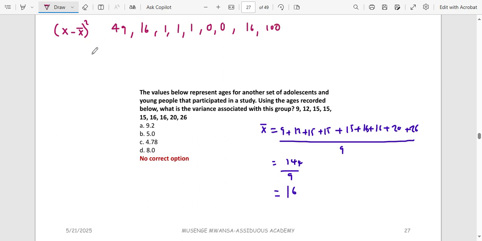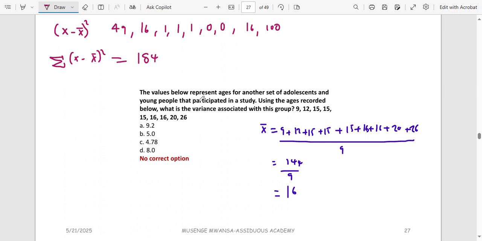The next one now that I need to find is the sum. So it is the sum of x minus mean squared. In other words, just add the numbers that are on top there. Okay, so 49 plus 16 plus 1 plus 1 plus 1, then plus 16 plus 100. So that is going to give us 184.